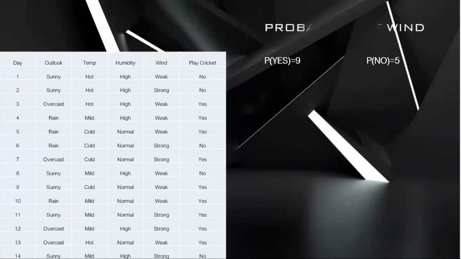Okay, speaking about the probability of wind. This is the basic formula: probability of yes equals 9, probability of no equals 5. So I request you to kindly please remember this formula right till the end of the video. I will let you know why.